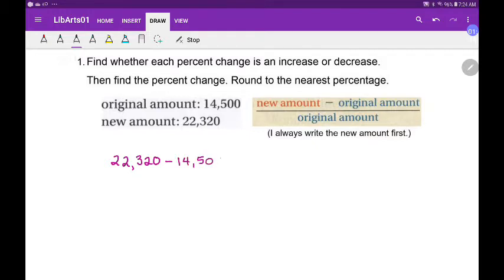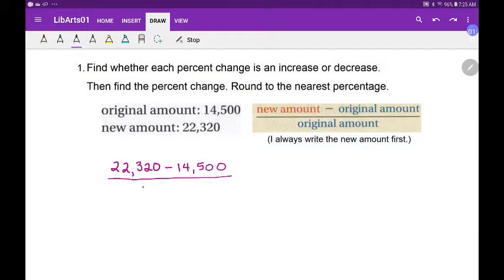Okay, so I subtract the original amount, 14,500. Now, as we look at those two numbers, we think, it did go up, right? The original amount was 14, now it's 22. I expect a positive answer because it went up. And then the original amount on the bottom, 14,500.